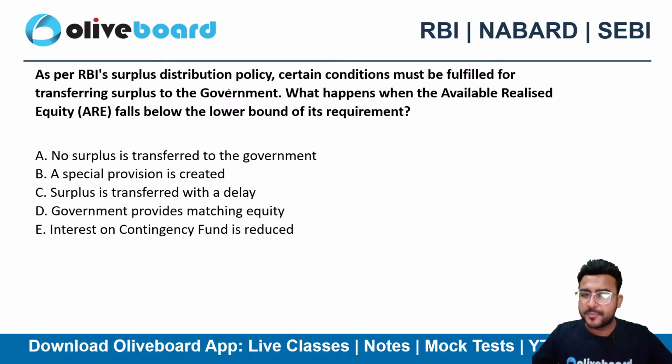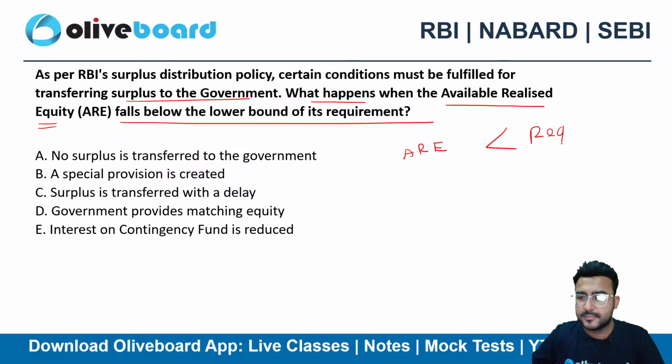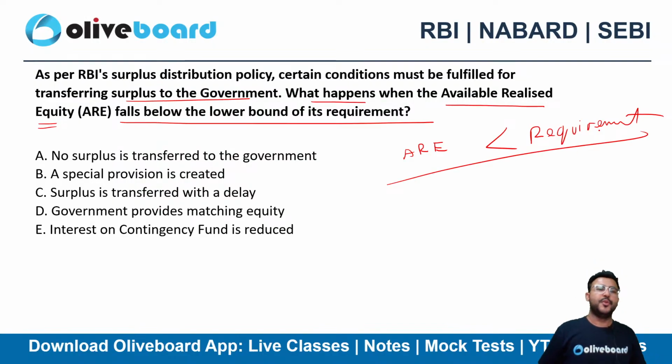As per the RBI surplus distribution policy, certain conditions must be fulfilled for transferring the surplus to the government. What happens when the available realized equity falls below the lower bound of its requirement? So my available realized equity is below the bare minimum requirement. What will happen in that case? No surplus is transferred to the government or a special provision is created. Surplus is transferred with a delay. Government provides matching equity. Interest on contingency fund is reduced.